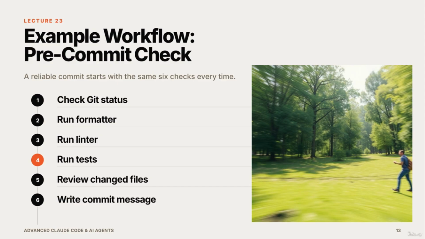This helps you understand what files you're working with. Next, run the formatter. This step automatically formats your code according to project style guidelines, keeping everything neat and consistent. After that, run the linter. Linters catch syntax errors and enforce coding standards, preventing problems before they get into your commit.